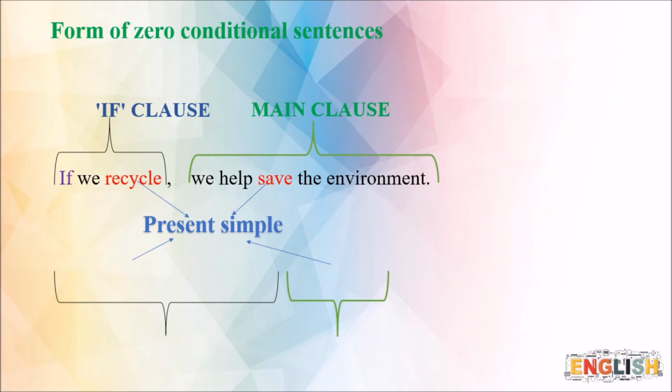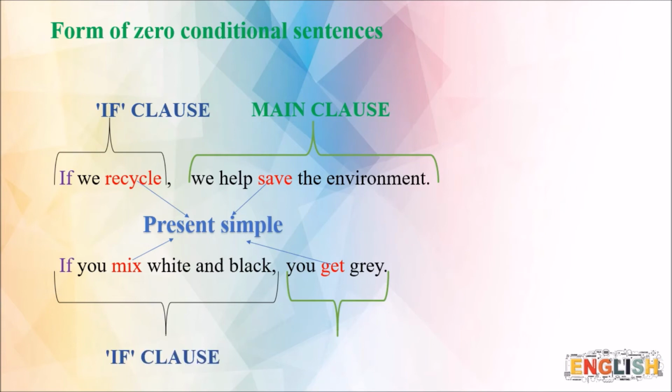Let's take a look at the second example. If you mix white and black, you get gray. Here as you can see, if you mix white and black, which is the if clause, you get a gray is the main clause, separated by comma in both examples. But remember guys that we use the verbs in present simple only.